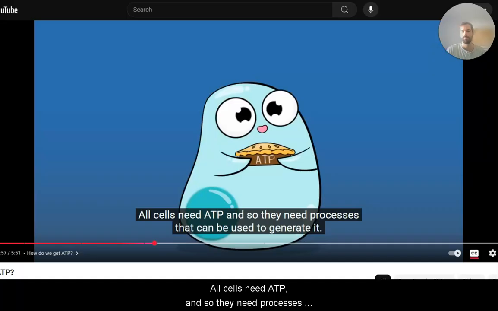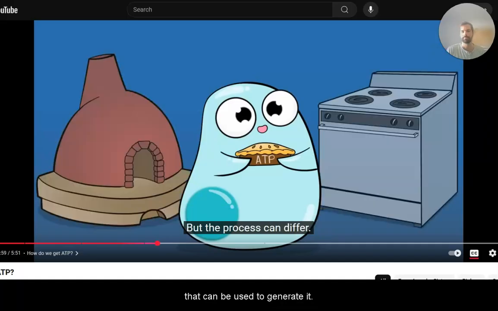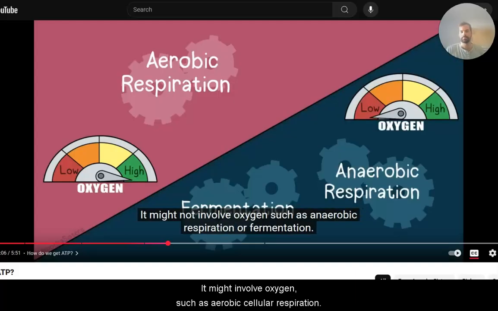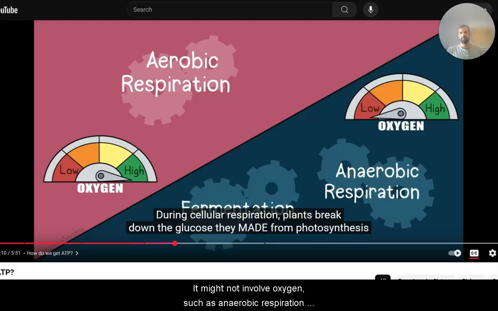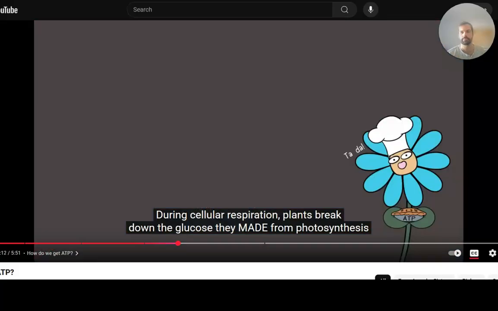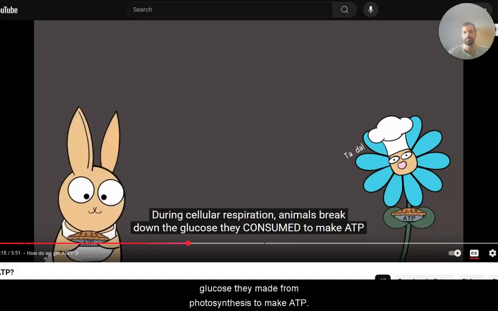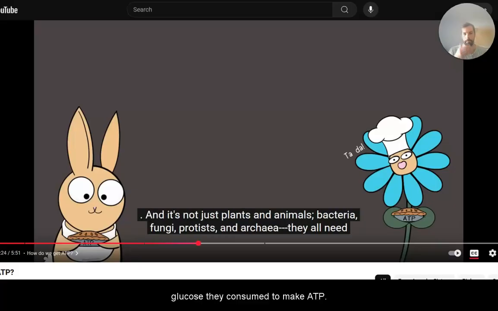All cells need ATP, and so they need processes that can be used to generate it. But the process can differ. It might involve oxygen, such as aerobic cellular respiration. It might not involve oxygen, such as anaerobic respiration or fermentation. During cellular respiration, plants break down the glucose they made from photosynthesis to make ATP. During cellular respiration, animals break down the glucose they consumed to make ATP.